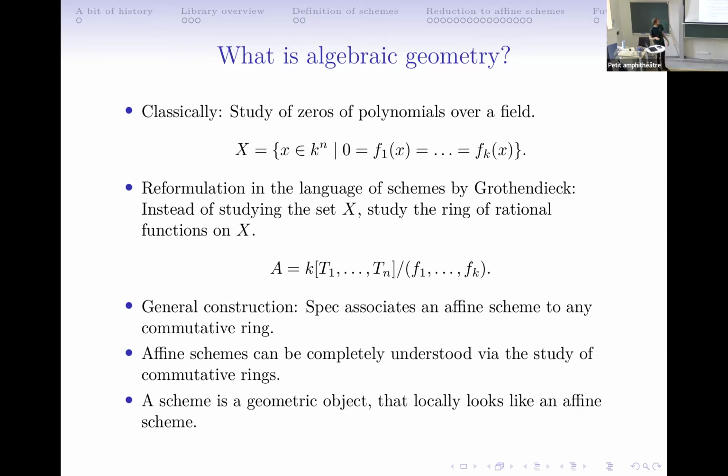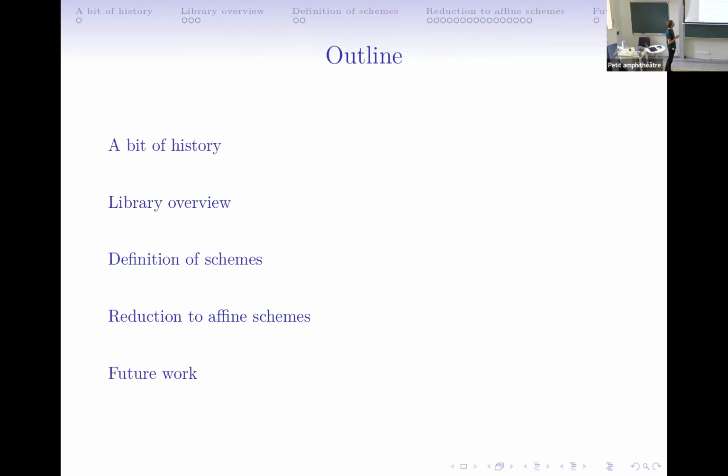And so we are studying geometric objects, and the challenge is to mostly do the study of these objects in the language of rings instead of the language of some complicated geometric object. So let me tell you what I want to talk about. I want to give you a bit of history of algebraic geometry formalizations and give you a library overview of what we have in mathlib, and then focus on two design decisions, the definition of schemes, and then I'll talk a bit about this topic of reducing it to problems of commutative algebra.